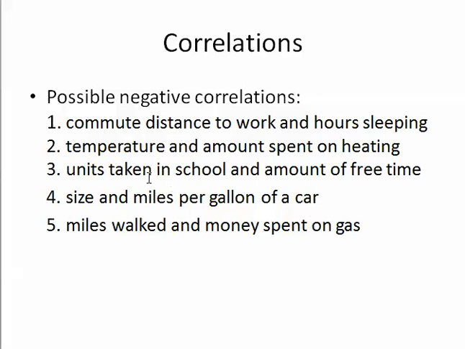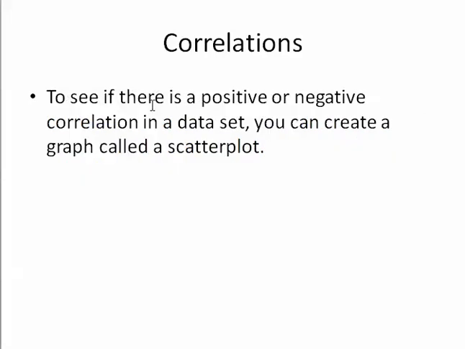Now that we know the difference between a positive correlation and a negative correlation, let's talk about how a person can look at a correlation in a set of data and find out what type of correlation the data is showing. If a person has collected a set of data, and the person wants to know whether the data is showing a positive or a negative correlation between two variables, the person can create a graph called a scatterplot. And the scatterplot will tell the person whether data is showing a positive correlation, a negative correlation, or no correlation at all.